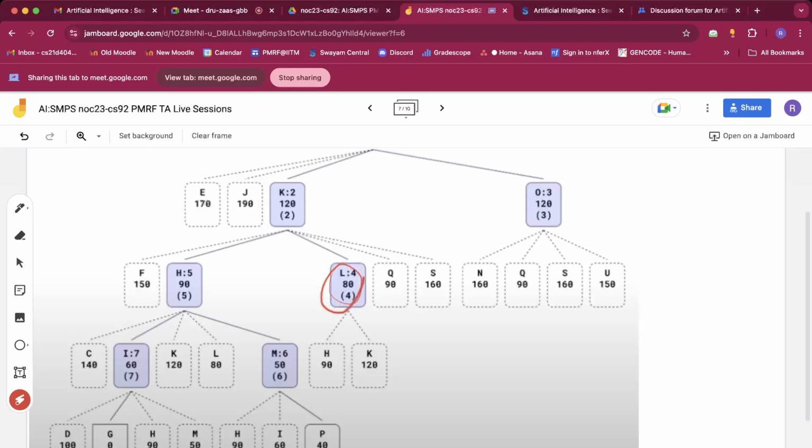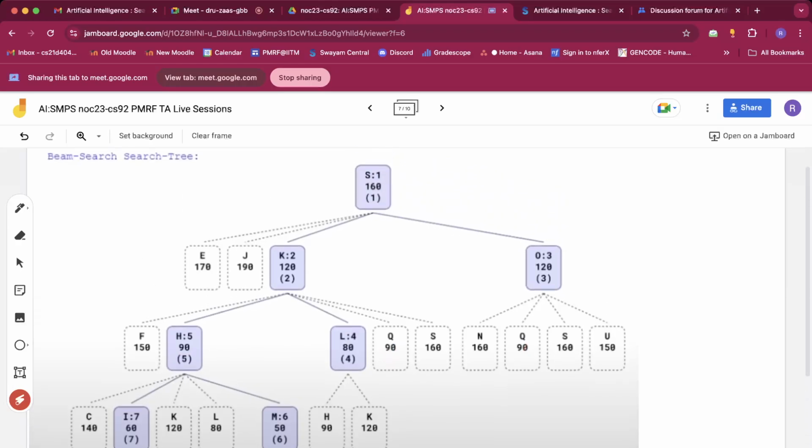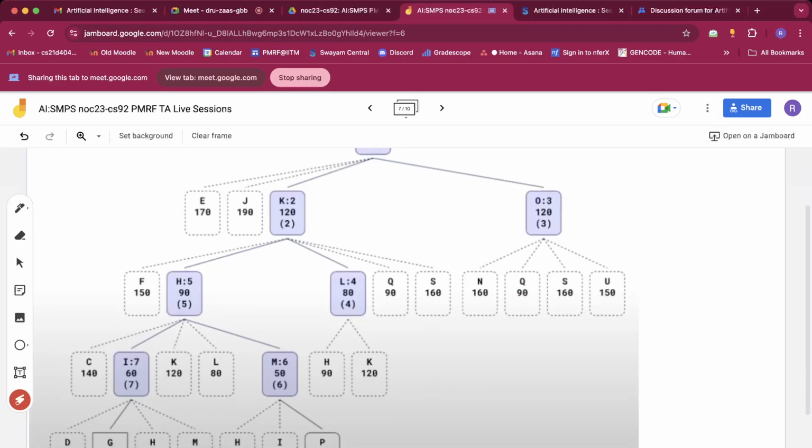having a value of 80, and then the least value after that is 90, which is being shared by H, Q and Q again. Note that this Q and this Q are different, because they are coming from different parents. This Q is coming from K, this Q is coming from O, but we will break the tie using alphabetical order. Since H comes before both the Q's, we will expand H next instead of the Q's. So the two best looking options are H and L.